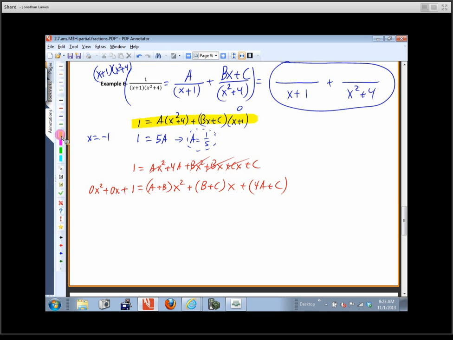And then again, we're going to go through and look at it this way. That coefficient better equal that coefficient. This coefficient better equal that coefficient, and that constant right there better equal that constant right there. So we're coming up with a system of equations. We're actually going to have 3 equations from here. I've got 0 equals a plus b. I've got 0 equals b plus c, and I've got 1 equals 4a plus c. Any questions?